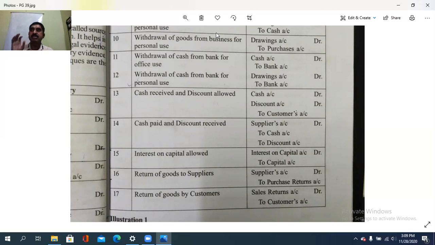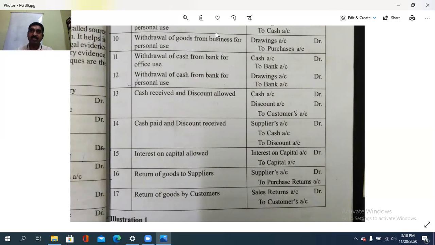So debit all expenses and losses, and incomes, gains and profits, what do we do? We need to credit them. So these are the golden rules, and they need to be applied for passing the journal entry.